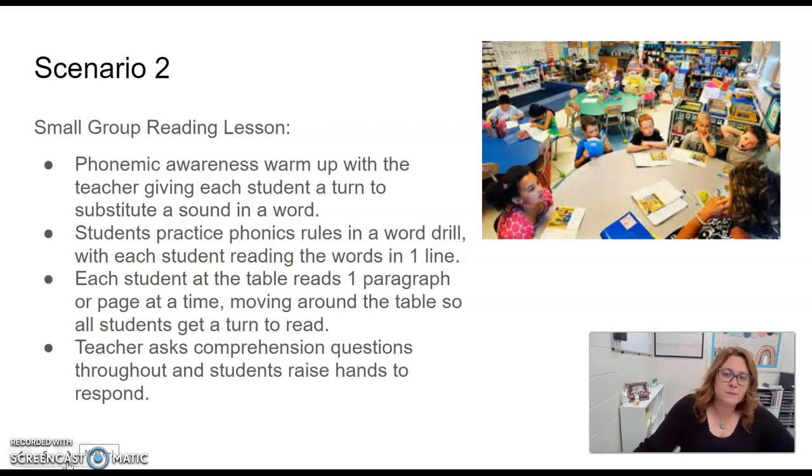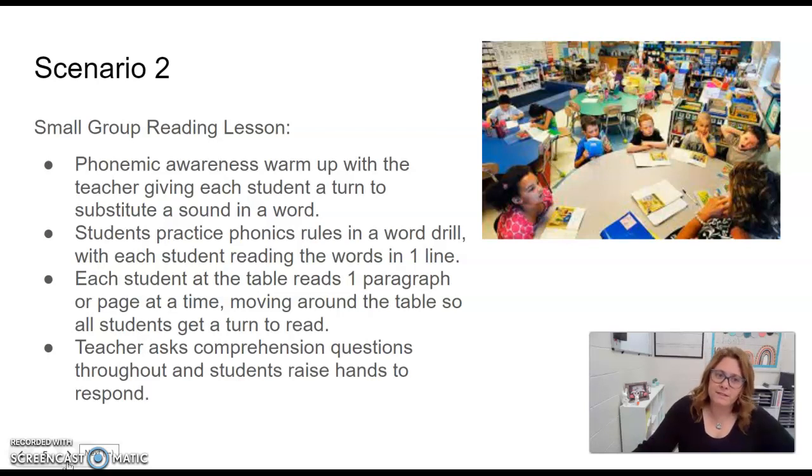Next, we often have some type of word drill to practice a phonics or decoding skill. If we have 5 lines on a page of these words, and each student reads 1 line, how many words are they reading out of the total? Let's say there's 25 words. If they each read a line, they're reading approximately 4 to 5 words versus 25 words.